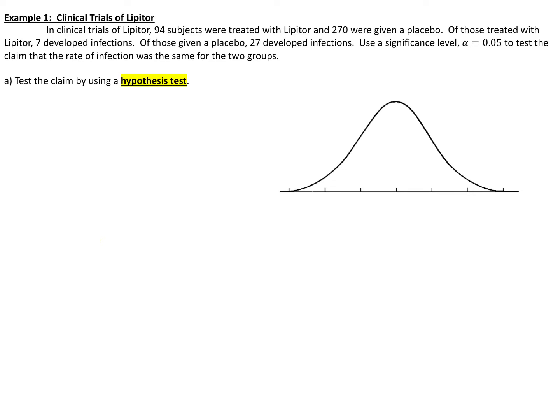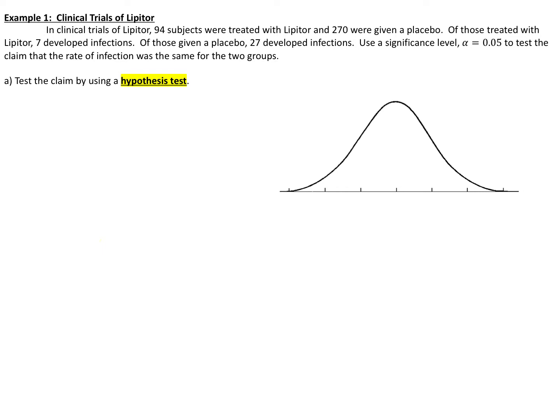In this example, we're going to do a hypothesis test when we have two independent samples. So in a clinical trial of Lipitor, 94 people were treated with Lipitor and 270 of them were given a placebo. Of those treated with Lipitor, 7 had infections, and of those given the placebo, 27 developed infections. So we're going to test the claim that the rate of infection was actually the same for the two groups using a significance level of 0.05.